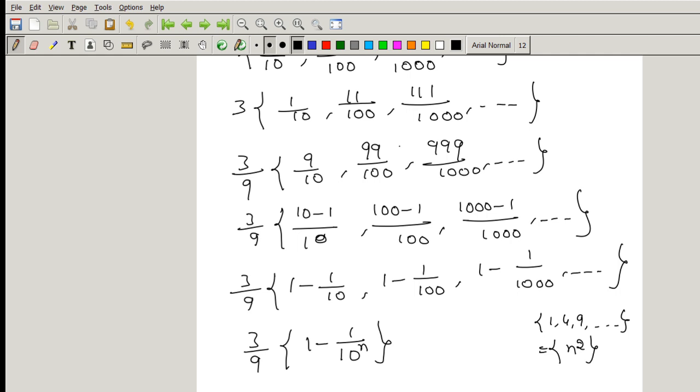If we substitute n is equal to 3, we will obtain the third term. In a similar way, we can write this in the form of 1 minus 1 by 10 power n. So the general term is 3 by 9 into 1 minus 1 by 10 power n. To check convergence of this sequence, we take the limit of this as n tends to infinity.